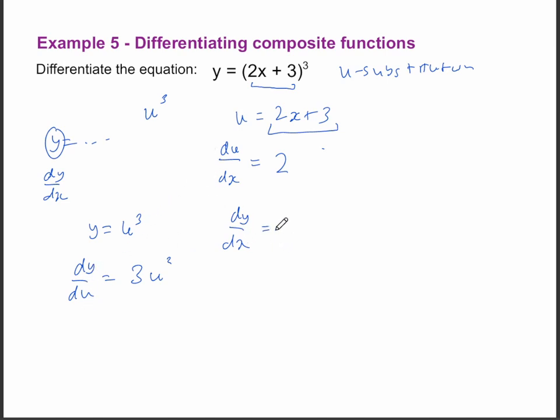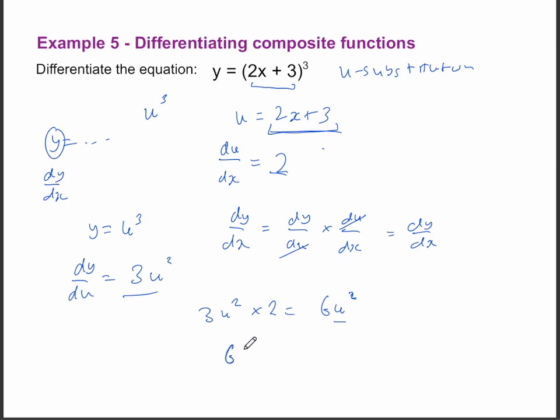So what we can do here is multiply the two. We can take dy over du multiplied by du over dx. What will happen here is that the du at the top and the du at the bottom will cancel, and we will end up with dy over dx. Therefore, we just have to multiply these two things. So we'll take 3u squared multiplied by 2, which is going to be 6u squared. But remember, our u is this right here.